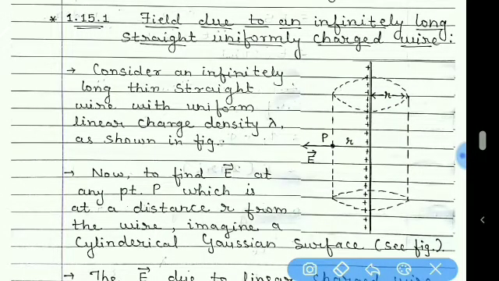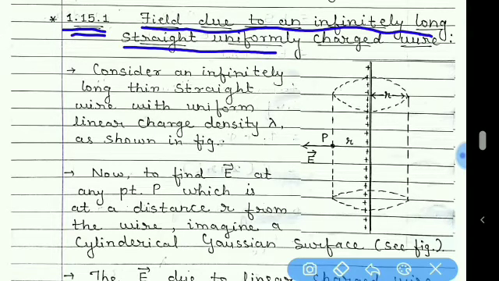Now, the first application of Gauss law: electric field due to an infinitely long, straight, uniformly charged wire. Students, here you can see that there is a wire on which the charge is present. So this is the case of linear charge distribution. Also, a point P is selected around it, at a distance r. From this charged wire, we have to find the electric field at point P.